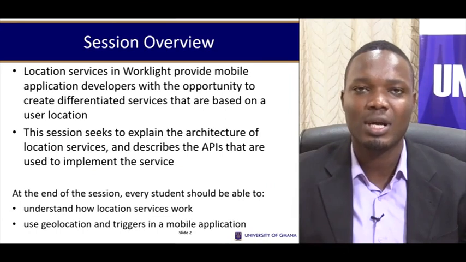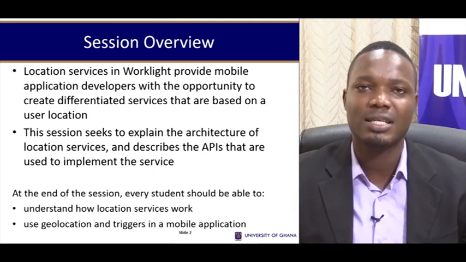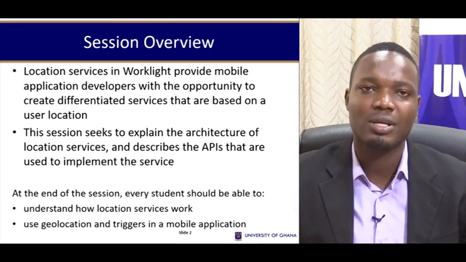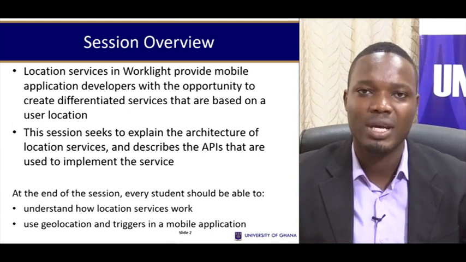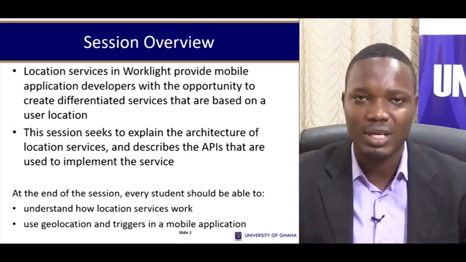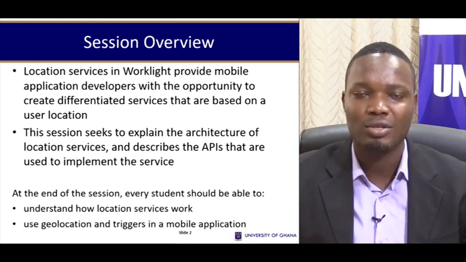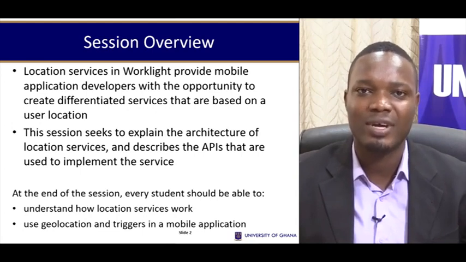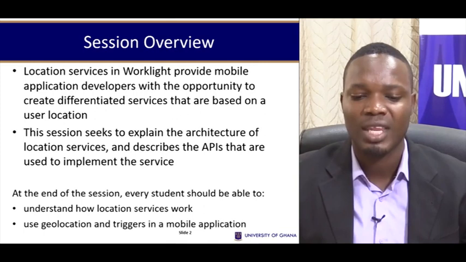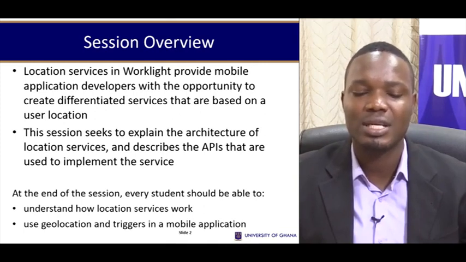Location services in WorkLight provide mobile application developers with the opportunity to create differentiated services that are based on a user's location. So based on where your user is located, you are able to actually serve them up with different aspects of your application. Now, in this session, we seek to explain the architecture of the location services and describe the APIs that are used to implement the service.